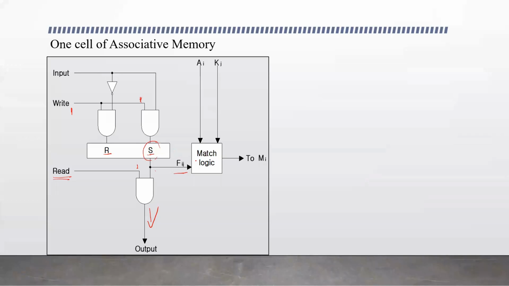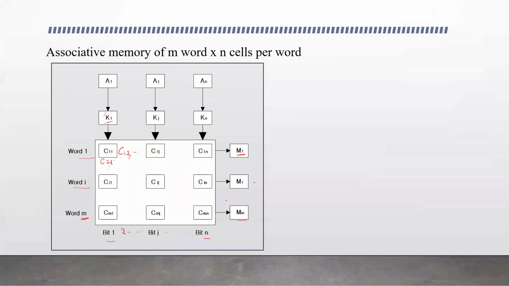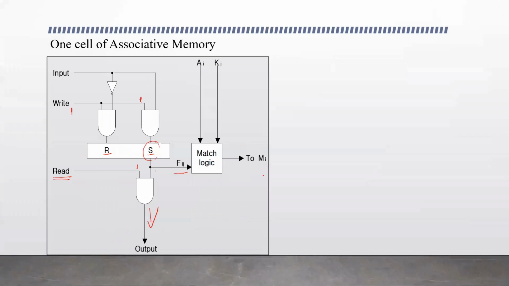And for the search process we discussed, comparing the bit of the argument register with the word in the associative memory when the key register bits are 1, for that comparison we have the match logic here. Every cell has a match logic. How is this done? Ai is compared with Fij, provided that Kj is 1.